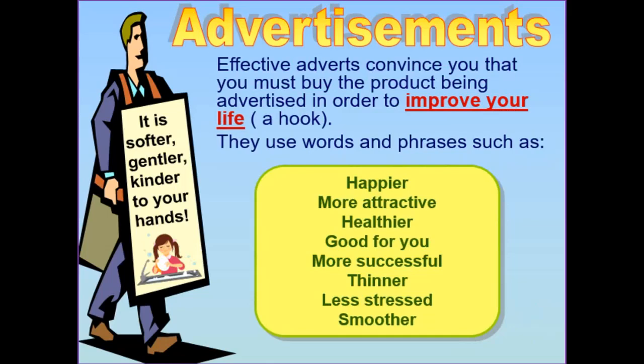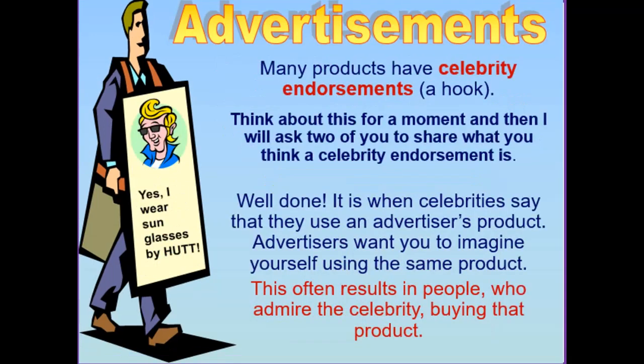We want to talk about how this product could improve your life. It is softer, gentler, kinder to your hands. If we look at what the advertising board says there, that's a famous advert for a product that we use to wash dishes with. We could use happier, other words and phrases, more attractive, healthier, good for you, more successful, thinner, less stressed, smoother. These are all words and phrases that we could include to help us sell our product.